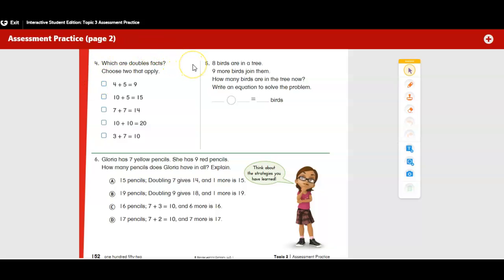On number 5, it says 8 birds are in a tree. 9 more birds join them. How many birds are in the tree now? Write an equation to solve the problem. So if 8 birds are in a tree and 9 more birds join them, how could we write that into an equation to find the total? So you will write the equation for this story problem and then write the total number of birds.